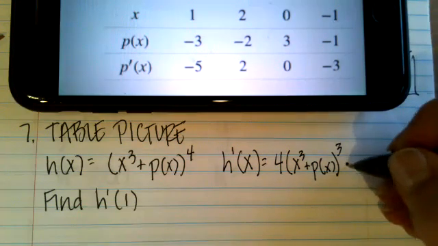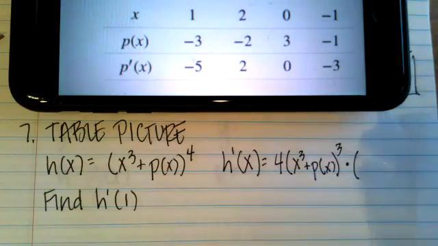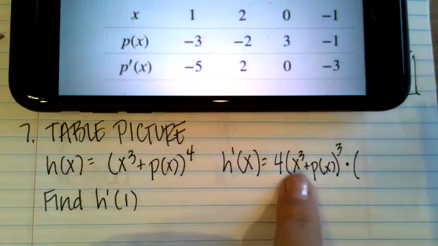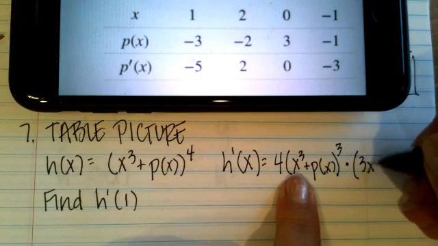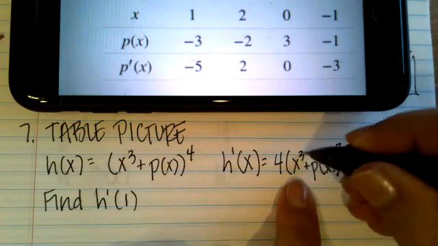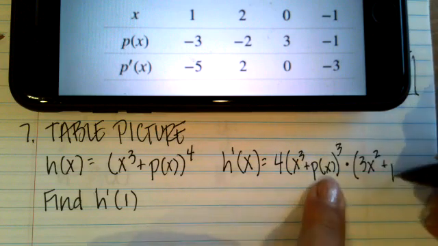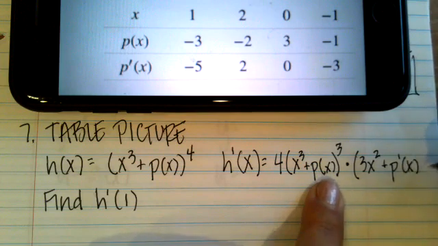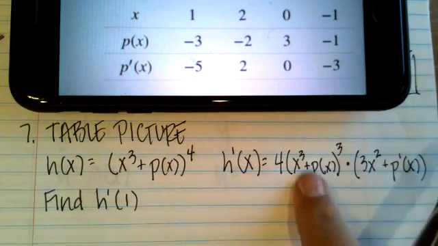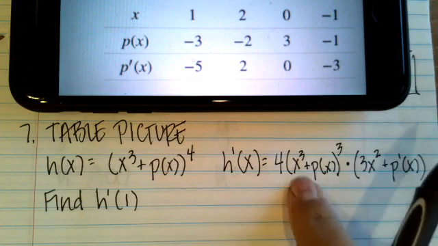Then the new part is the chain rule, which says multiply by the derivative of this. Well, this would be 3x squared. And then I don't know what this is, so I'm just going to say it's the derivative of whatever that is. Okay, power rule, chain rule.